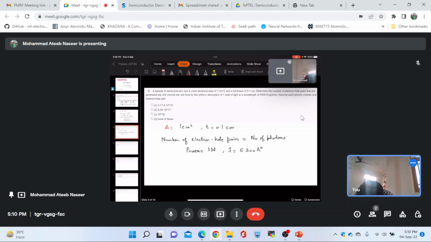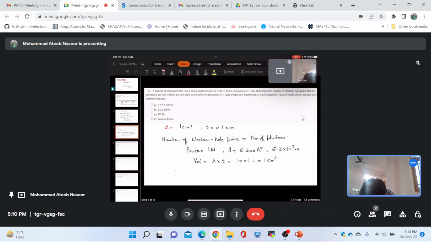6300 angstroms, or in meters we can write it to be equal to 6.3 into 10 raised power minus 7 meter. Now the volume will simply be equal to the area times the thickness, and the area is 1 centimeter square into 0.1, and it will be equal to simply 0.1 centimeter cube. Now we will find the energy for one photon first.